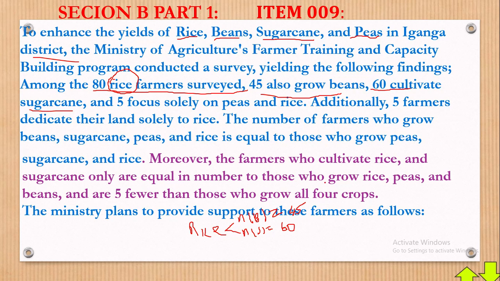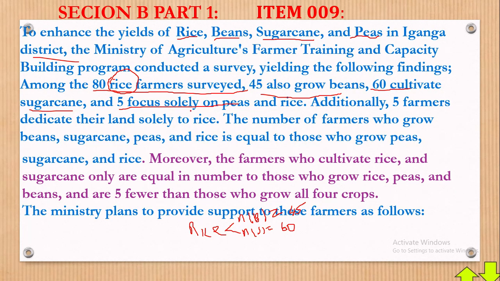We'll get there. Please, I beg you to keep this set number because it has something to learn from. As usual, just like the set numbers, they have different techniques and different logic parts. And in this, we have a good one for you. So, 5 focus solely on peas.